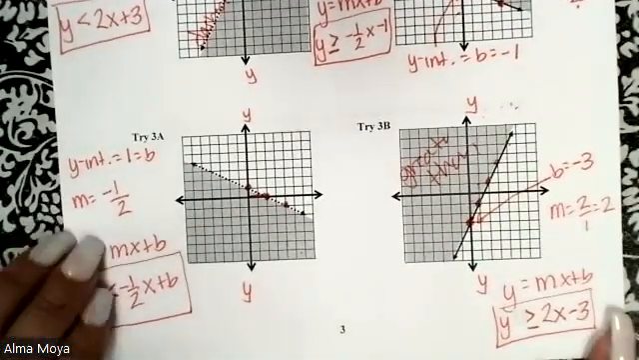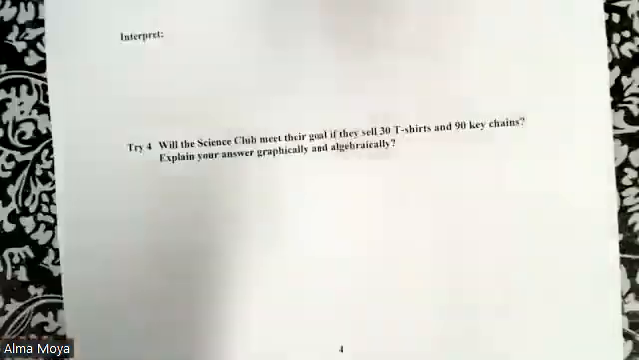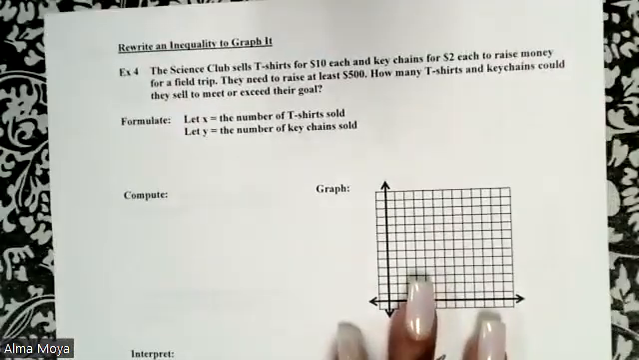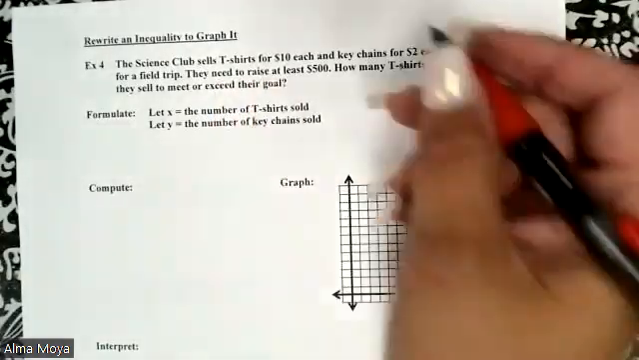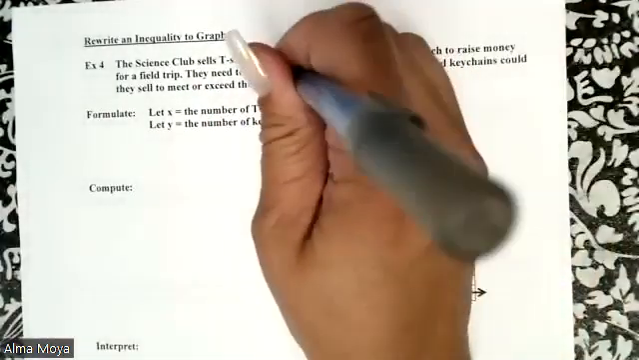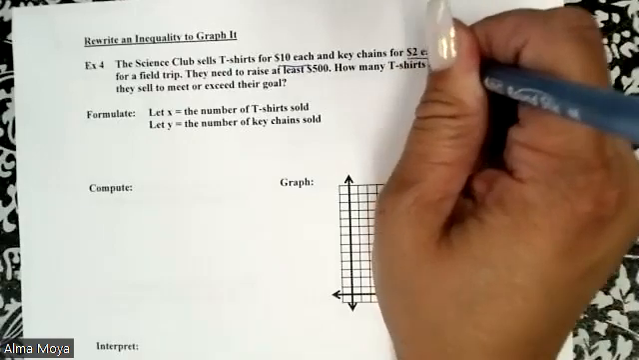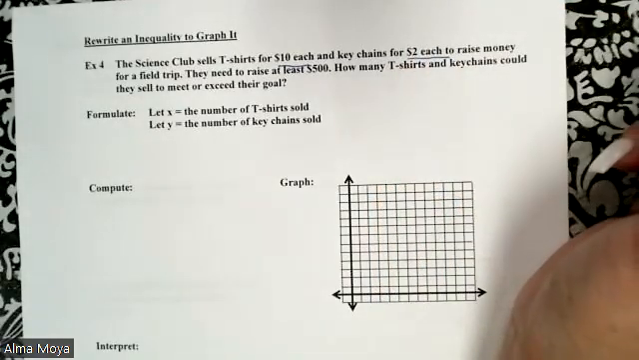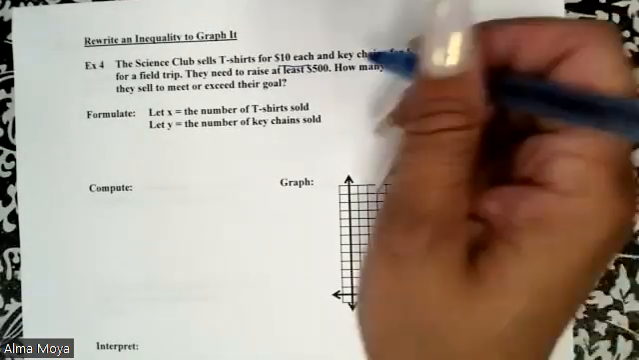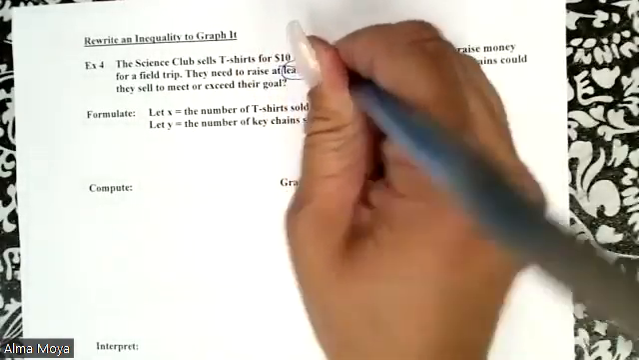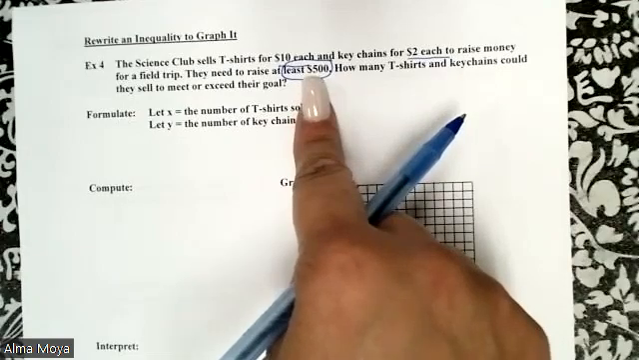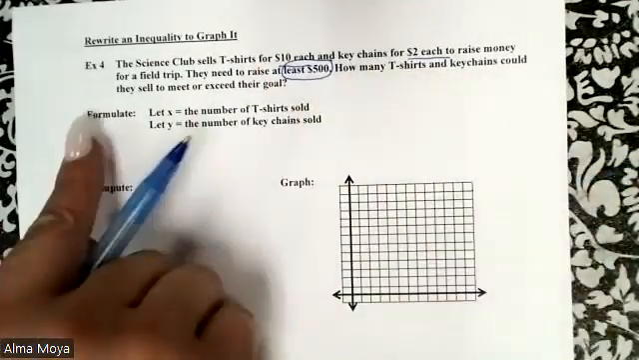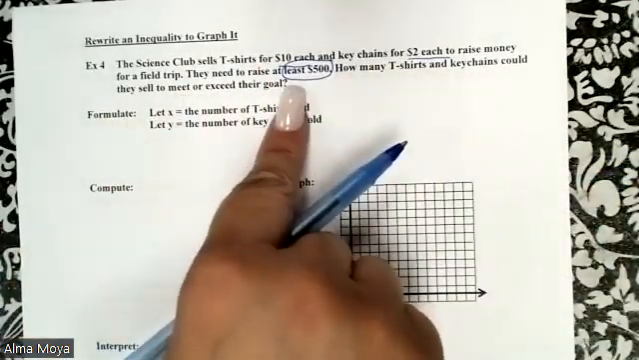All right, word problem time. It says the Science Club sells t-shirts for $10 each and keychains for $2 each to raise money for a field trip. They need to raise at least $500. So can they make more than 500? Yes, they can. How many t-shirts and keychains could they sell to meet or exceed their goals?